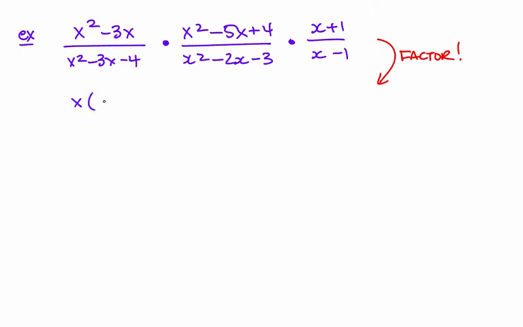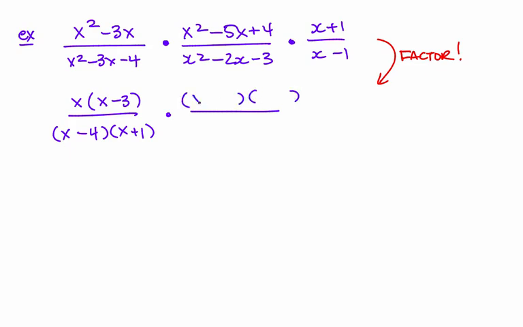So the numerator factors with a common factor of x to x times x minus 3, and the denominator factors into numbers that multiply to negative 4 and add to negative 3. And then the next one is x and x, two numbers that multiply to 4 that add to negative 5, or negative 4 and negative 1.